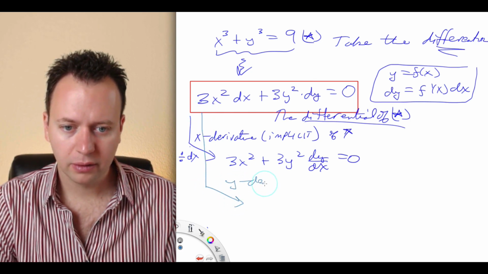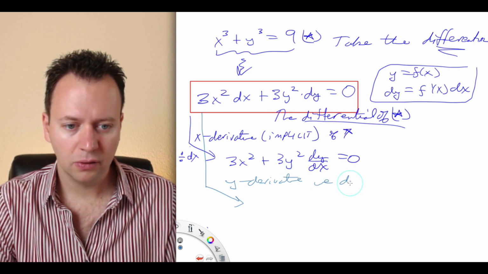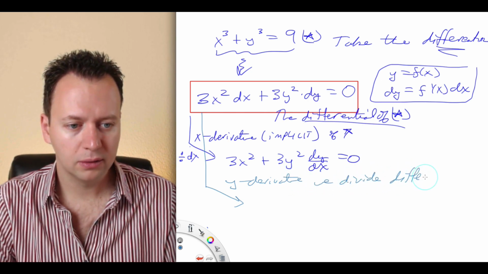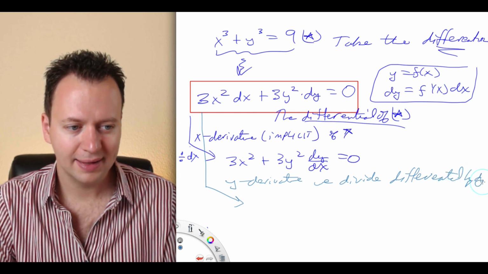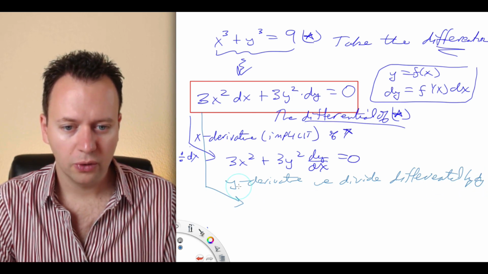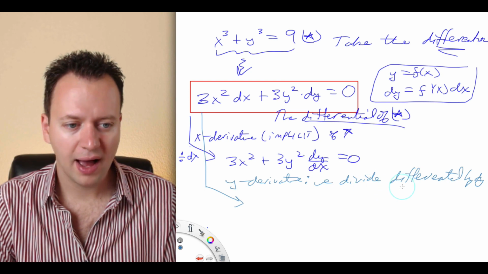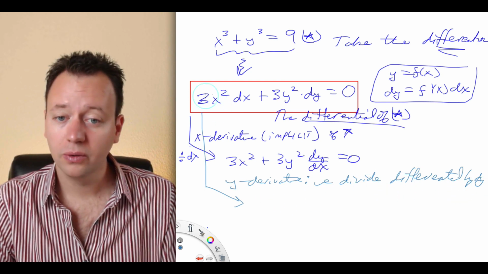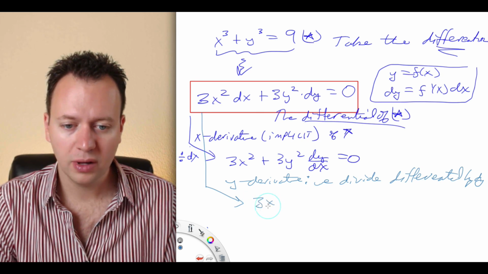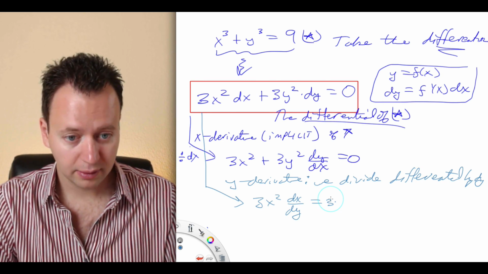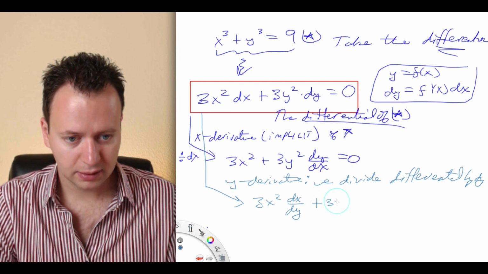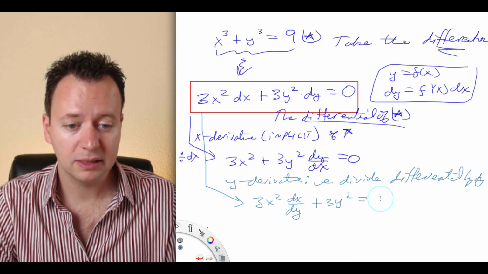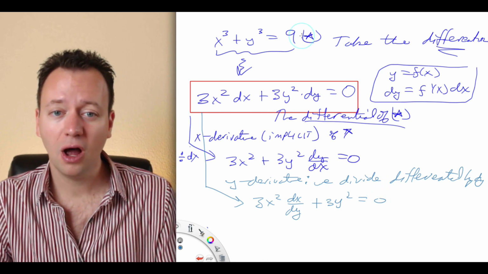Y derivative, we divide the differential by dy. So here's the differential, let's divide everything by dy. We get 3x squared dx dy plus 3y squared dy over dy is 1, is equal to 0. And that's the implicit derivative of star with respect to y.